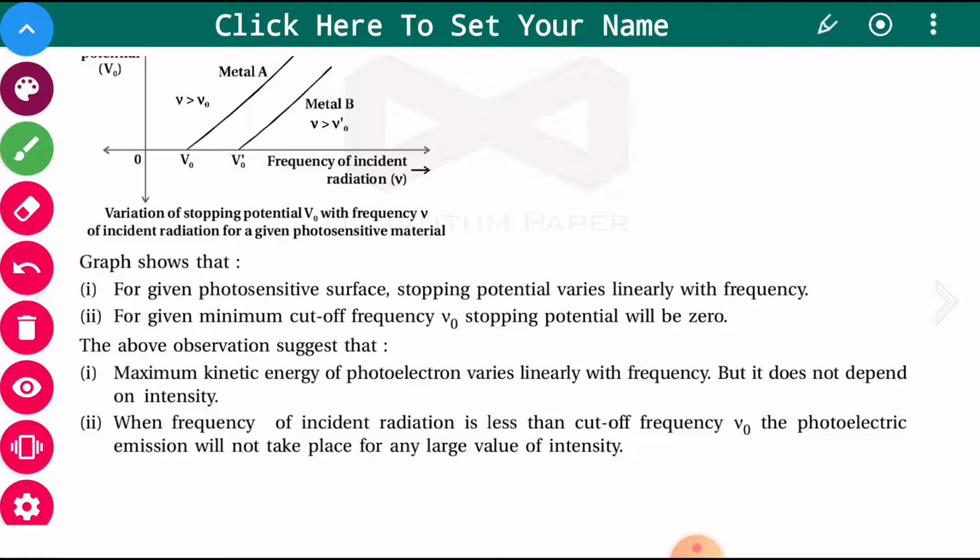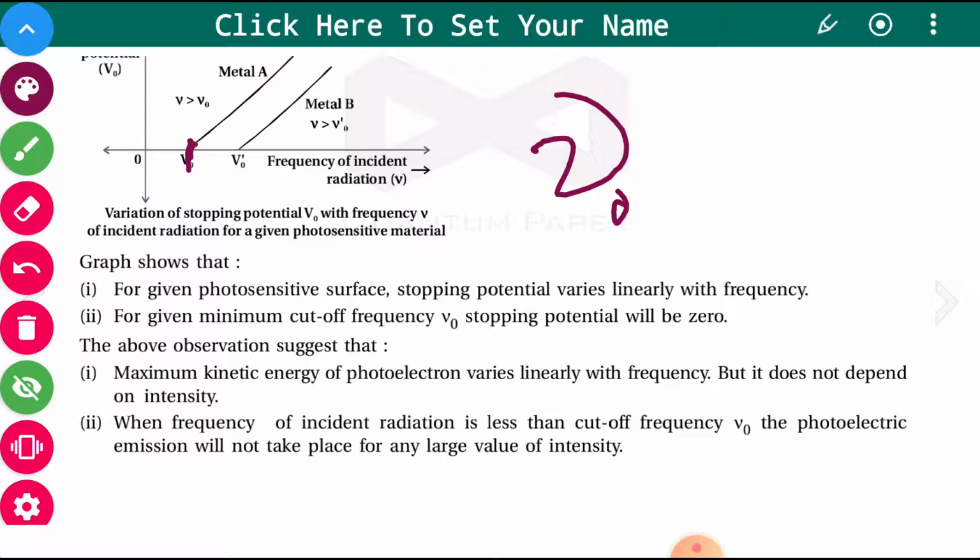Okay, so the graph gives you a clear idea that for a given photosensitive surface, stopping potential changes linearly with frequency. For a given minimum cutoff frequency nu 0, the stopping potential will be 0. That minimum frequency, the cutoff frequency or threshold frequency, is the minimum frequency that is required to produce the photoelectron, and for that nu 0 the stopping potential is 0.